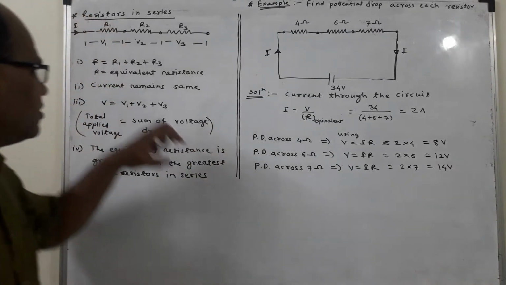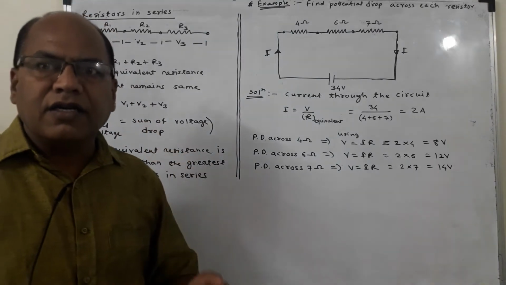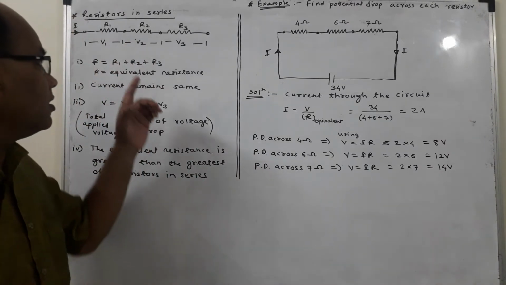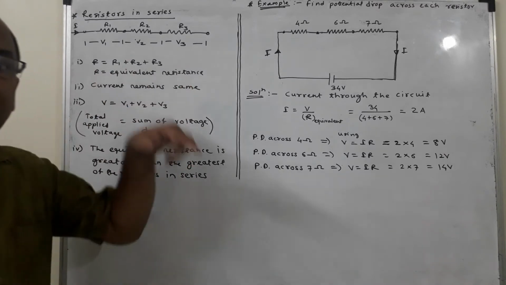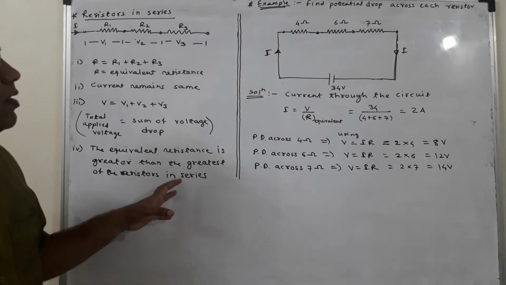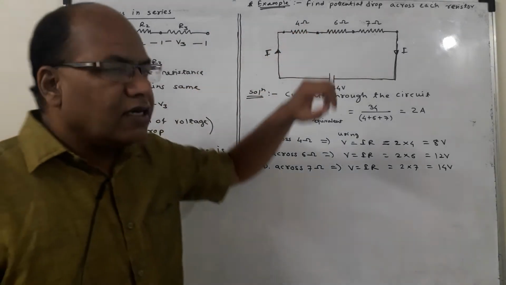So if R is the equivalent resistance, then R is greater than all of these resistances considered separately. If R1 is the greatest one, then R is greater than the greatest one. That is what I want to say. Now, in order to explain it clearly, I am considering an example.